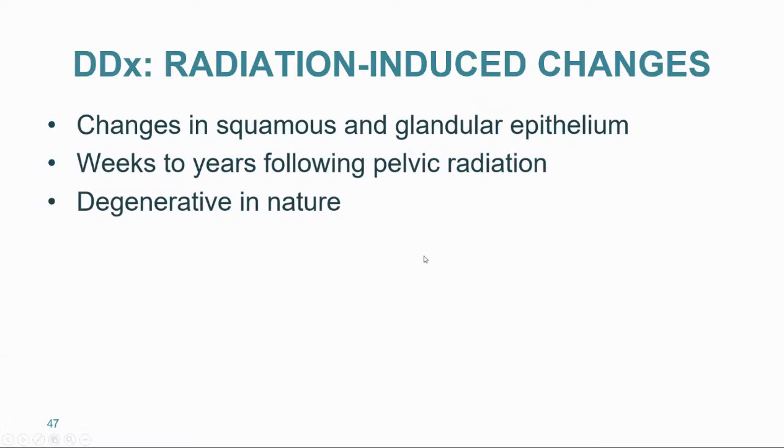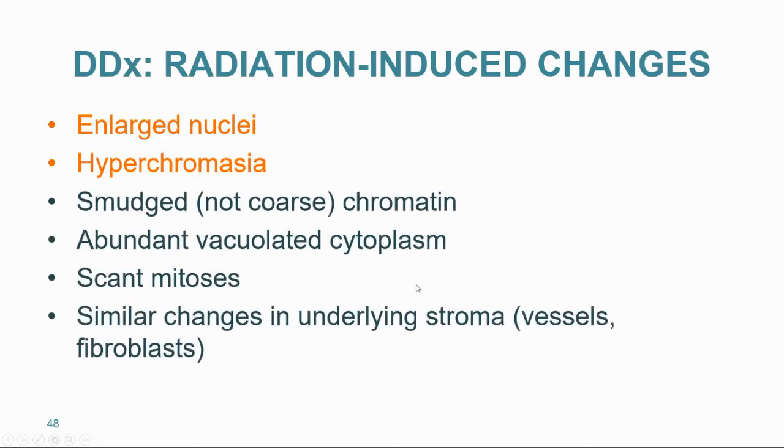Radiation-induced changes can be seen not only in squamous and glandular epithelium, but also in the connective tissue around it. Be aware that they can happen years following pelvic radiation, so that history may not be immediately available to you. They're degenerative in nature, but they can be worrisome because they feature enlarged nuclei that can appear hyperchromatic. However, that hyperchromasia is more due to this smudge chromatin appearance, not really coarse or granular, which is what we expect to see in a lesional or neoplastic process. The nuclei grow in size, but so does the cytoplasm, so the nuclear to cytoplasmic ratio remains low.